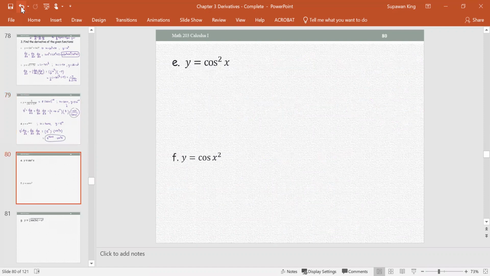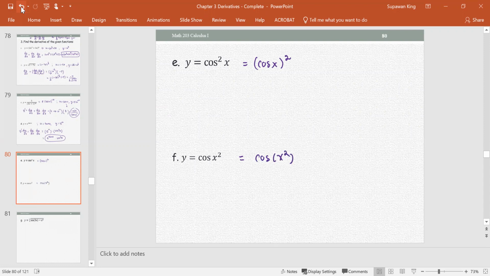Part E, we have y equals cosine to the second power of x. As you see, part F is in a similar form. Part F, we have y equals cosine of x squared. These two are very similar, but they have different meanings. Let's look at part E. Part E, y equals cosine to the second x. That means we have cosine x multiplied by itself twice, or the second power of cosine x, whereas part F is the cosine of the quantity x squared.